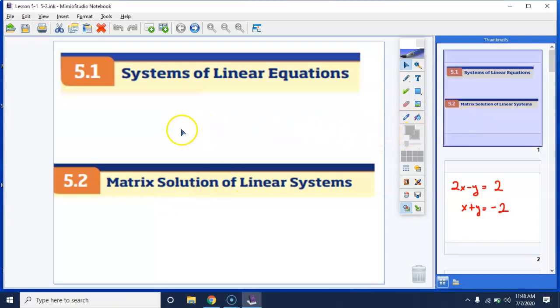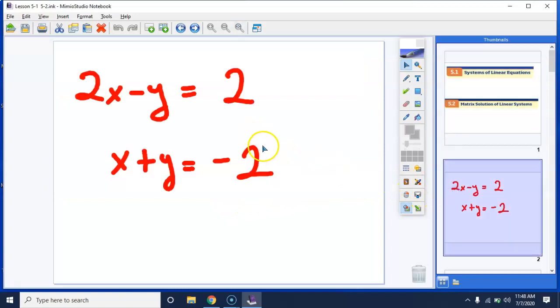Hey everyone, so today we're gonna cover these two lessons. Lesson 5.1, Systems of Linear Equations, and lesson 5.2, Matrix Solution of Linear Systems. I would like to start with what linear equations are.